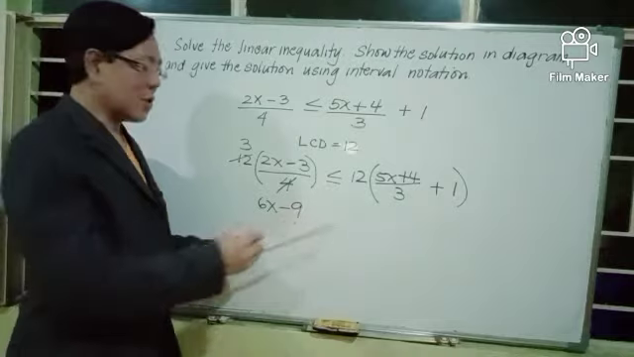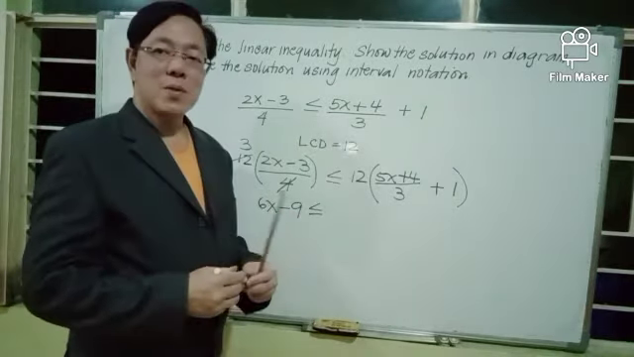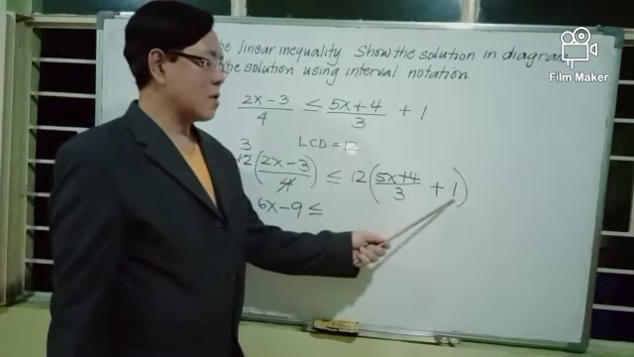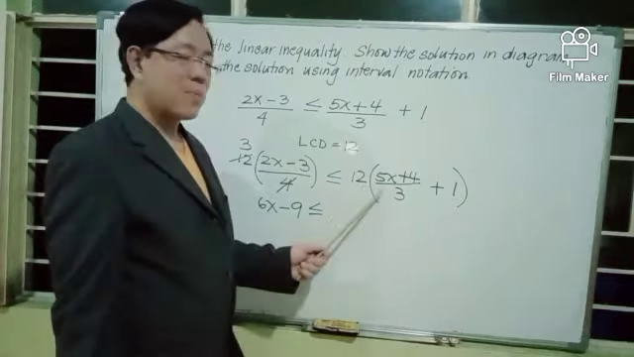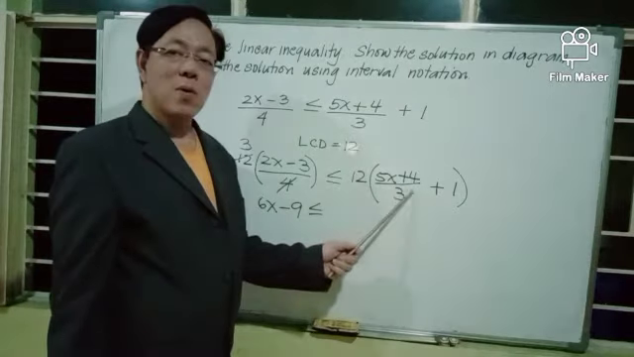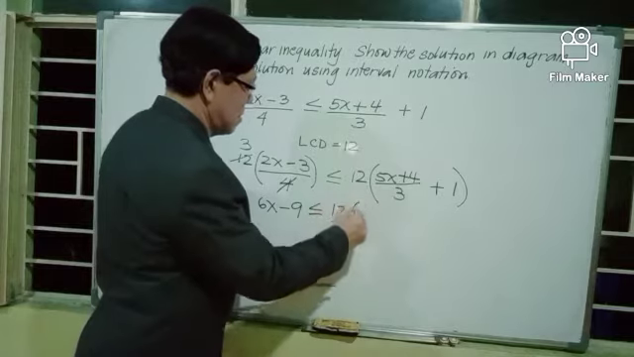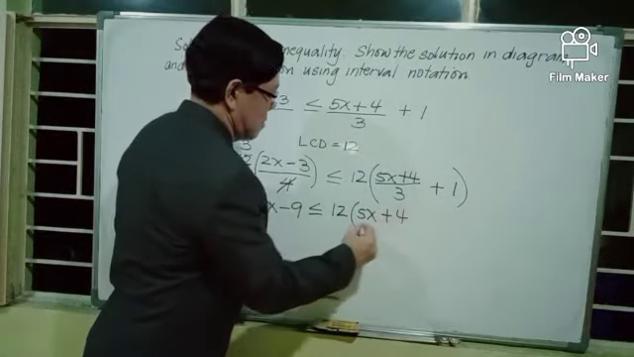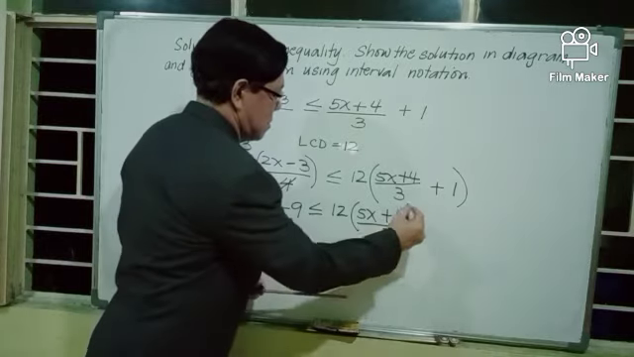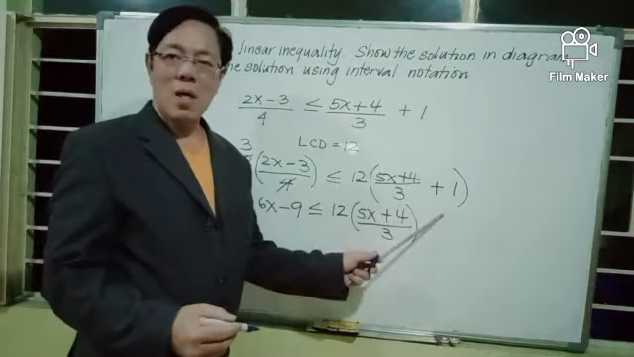Less than or equal to, we distribute 12. We multiply each of these terms by 12. We start with 12 multiplied by 5x plus 4 all over 3. Plus 12 multiplied by 1 is 12.